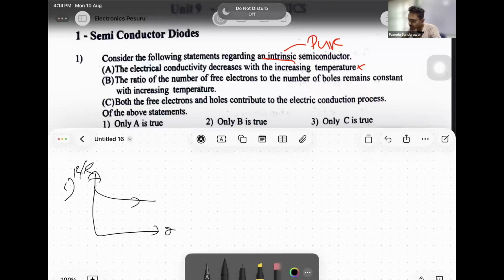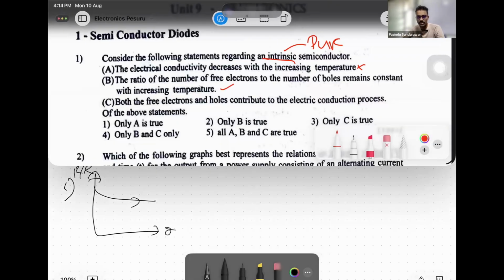Then, the ratio of the number of free electrons to the number of holes remains constant with the increase in temperature. That is correct, because by increasing the temperature, the ratio cannot be changed. The number of ionized electrons increases, then simultaneously the number of holes also increases. Then the ratio remains unchanged. It says ratio, no? The ratio remains unchanged. The actual number increases, that is true, but the ratio is the same.